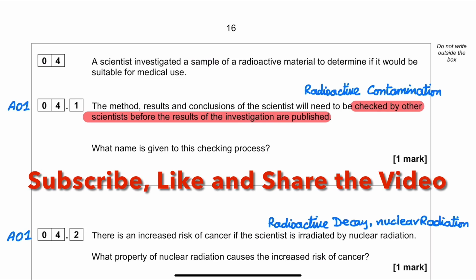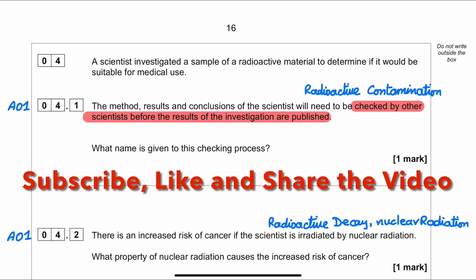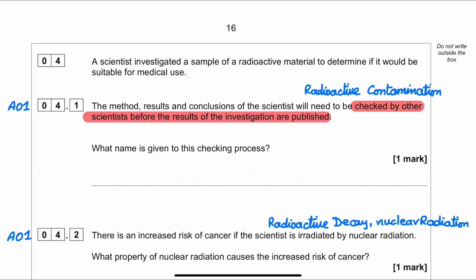Question number 4. A scientist investigated a sample of radioactive material to determine if it would be suitable for medical use. 4.1 is an AO1 question, and this question is from the topic of radioactive contamination. The method, results, and conclusions of the scientist will need to be checked by the other scientists before the results of the investigation are published. What name is given to this checking process?